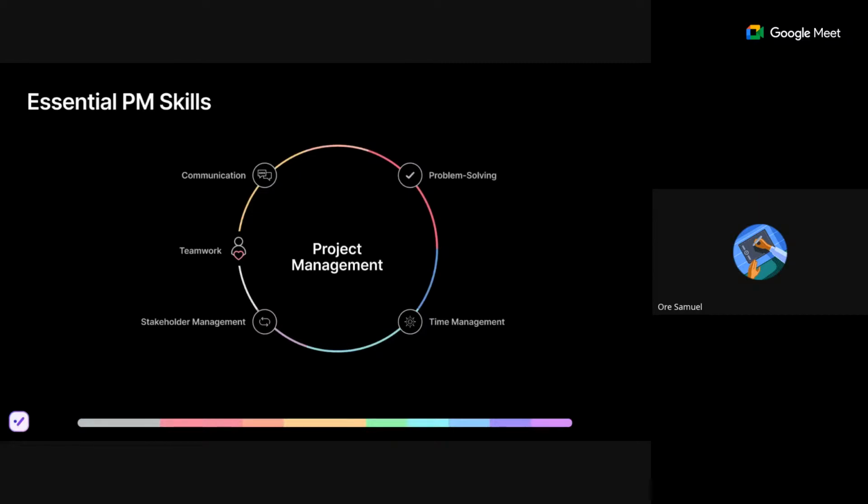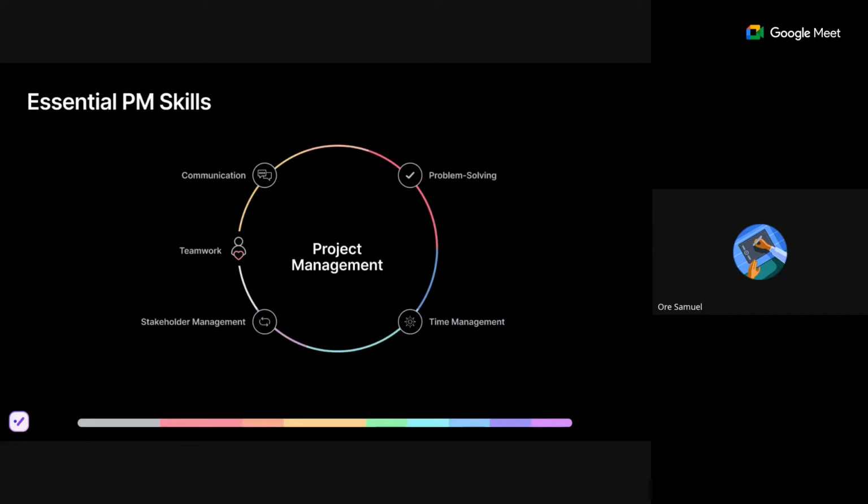And you can do that with all these other skills, right? Every other skill is connected. So communication helps teamwork. Communication helps your stakeholders, it helps you discuss with your stakeholders. Communication also helps you to solve problems, right? And also helps you manage time.